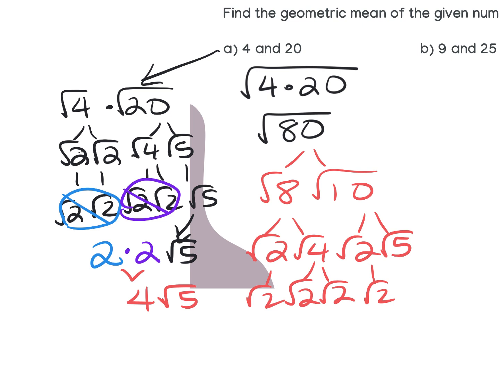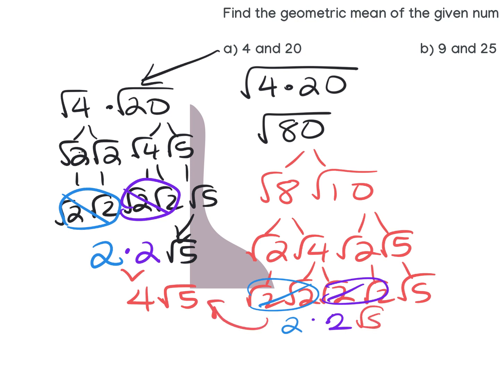So even if I keep breaking it down, notice I still got the same thing. A pair of 2s, another pair of 2s, so 2 times 2, and then the radical 5 stays underneath. And it simplifies to 4 square root 5. So this is finding a geometric mean. You just take the two numbers and square root that product. Let's try the next one.